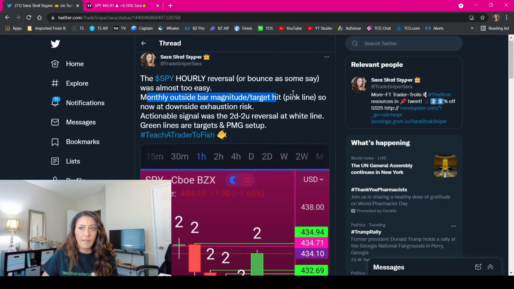Our target is met, the trade is done, then we're at exhaustion risk because we hit our target. And I'm always talking about targets and why they're so important and why you should get out at your target, because your target is a target for a reason. That's the end of the price action. So you did your trade, you took it, it was successful, then we're now at downside exhaustion risk because we hit our longer term time frame target. So once you're at exhaustion risk, this is when you can flip positions. So close your short and go long.